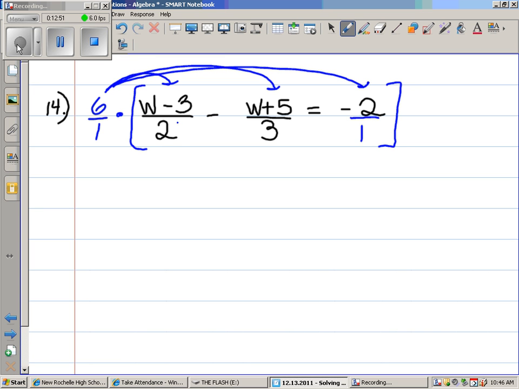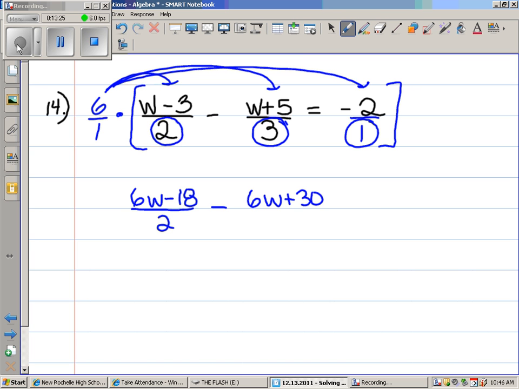Where did I get 6 from? Take a look at the 2, the 3, and the 1 in the bottom, right? Only the denominators. You're looking for the least common multiple, the smallest number that all the denominators evenly divide into. So that's where I got that 6 from. Let's multiply it in. You get 6w minus 18 over 2 minus w plus, whoops, I made a mistake. It should have been 6w plus 30 over 3 equals negative 12.